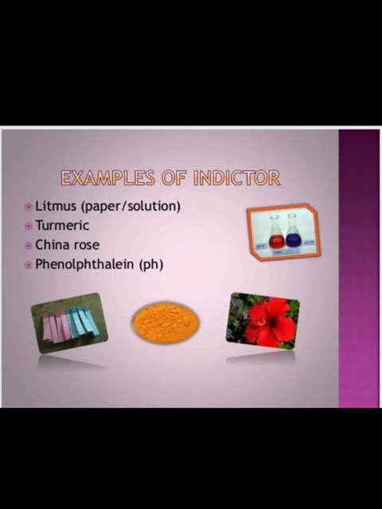Another example is phenolphthalein, children. Phenolphthalein is also an example of an indicator, but it is not a natural indicator. Phenolphthalein indicator is purple in color. In acidic medium, what will happen? Its color changes to colorless. In acidic medium, color purple to colorless. But in basic medium, its color is purple.